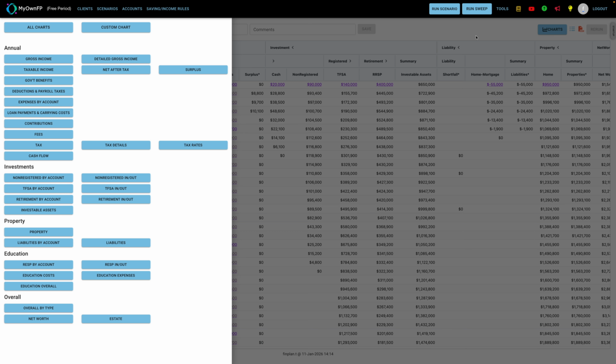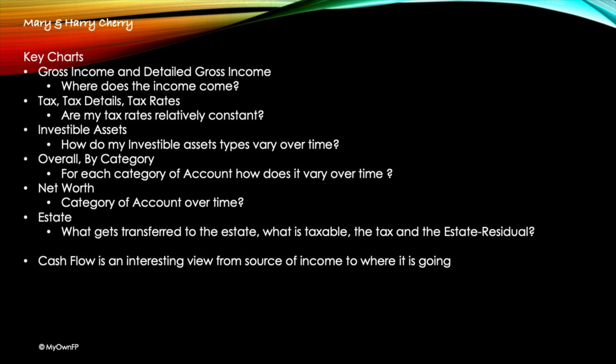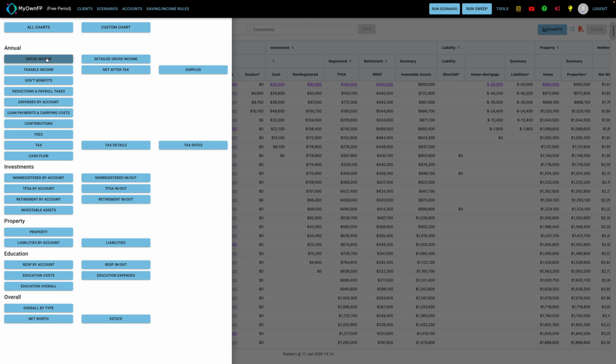Okay, so that's the main summary of how to navigate charts. Next, we're going to start looking at some key charts: gross income, tax, assets, investment categories, net worth, estate, and cash flow. Let's look now at some of these very specific charts.